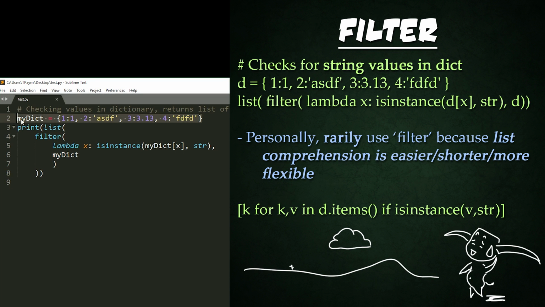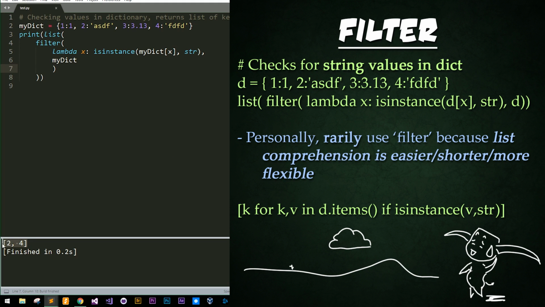Here we have a simple dictionary being created, and what we're going to do is go through every instance and see if every value in it is a string. And again, we're operating on a dictionary instead of a list this time. And the results are 2 and 4, which are the key values that satisfy that string condition.